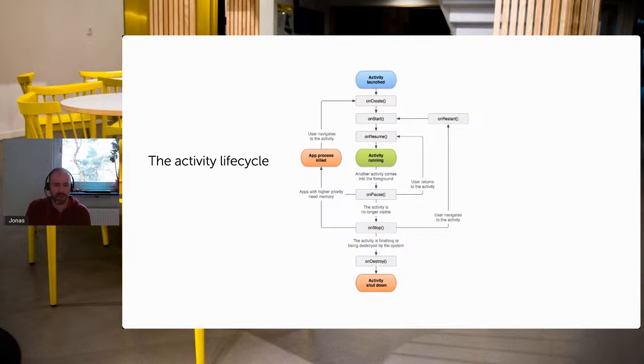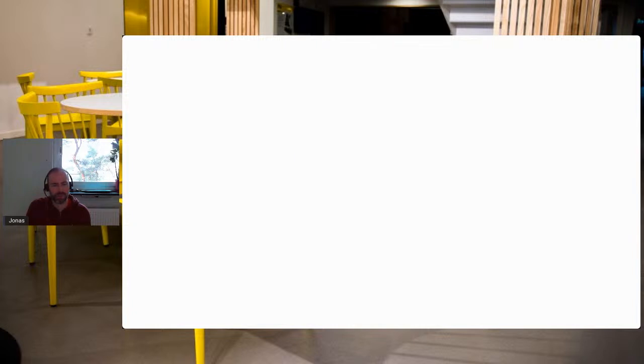And a quick overview of how complex the life cycle can be on activities. Where you have onResume, the activity goes to the background and then back again. For very simple apps, maybe you don't have to care that much, but it's good to be aware of if you do more complex things, like if your app restarts or so.